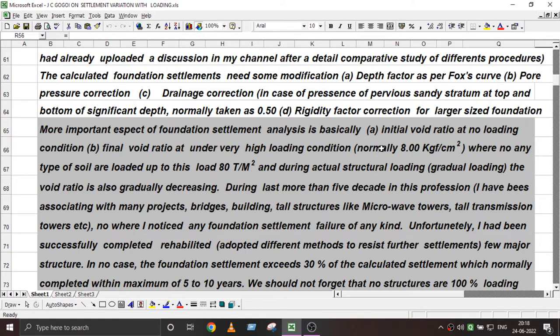Because, you see, initially our void index was 0.55. During that time, our Cc was 0.087. After initial loading, the void ratio will be decreasing to 0.50. What happened then?